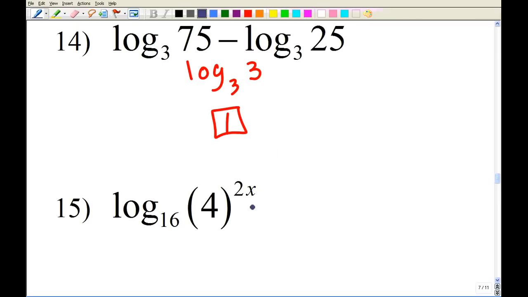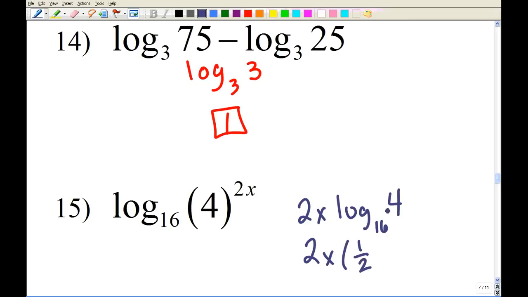Next problem, log base 16 of 4 to the 2x. There's a couple of different ways you could think about solving this. One way would be, if I have an exponent behind a log, I can move it to the front. So I have 2x times log base 16 of 4. So I have the 2x in the front, and 16 to what power gives me 4? Well, 4 is the square root of 16. So a square root in exponent form would be 1/2. So 16 to the 1/2 gives me 4. So in the end, 2x times 1/2 equals x, and that is the simplified expression.